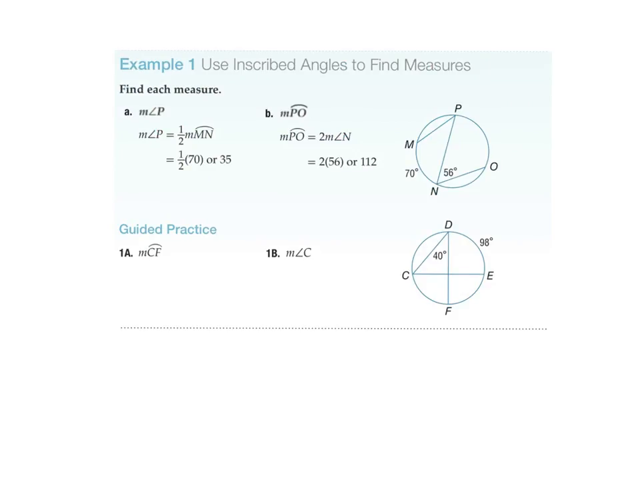So here's example 1, and as you can see, we're looking for the measure of angle P, in other words, this angle here. You know the inscribed angle is half of the arc. Well, if the arc is 70 degrees, the inside angle is 35. Doing the reverse of that, if angle N is 56 degrees, then the arc PO must be 112.